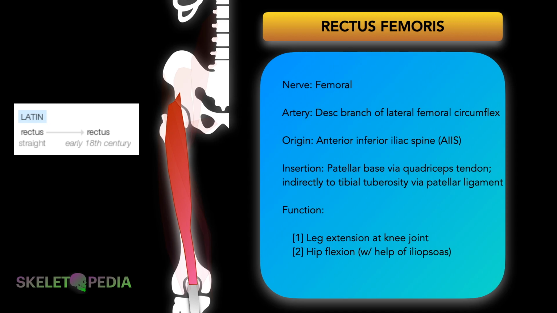The rectus femoris originates from the anterior inferior iliac spine, and it inserts at the patellar base via the quadriceps tendon, and indirectly to the tibial tuberosity via the patellar ligament. Its function is to extend the leg at the knee joint, as well as assist with hip flexion in conjunction with the iliopsoas.